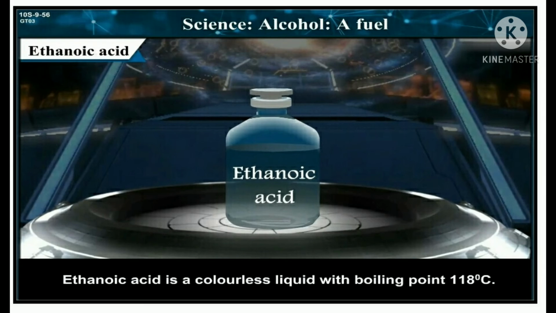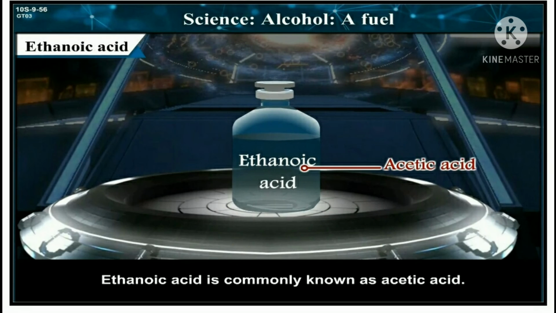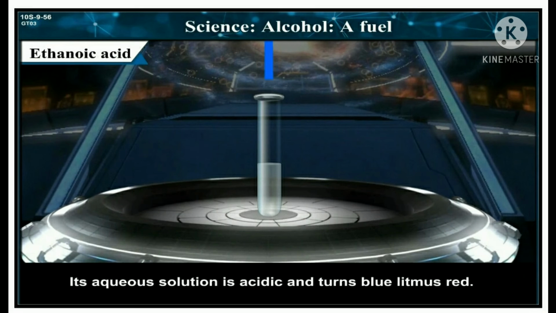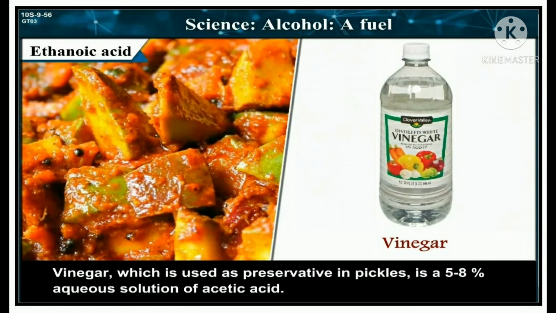Next important carbon compound is ethanoic acid. Ethanoic acid is a colorless liquid with a boiling point of 118 degrees. Ethanoic acid is commonly known as acetic acid. Its aqueous solution is acidic and turns blue litmus red. Vinegar, which is used as a preservative in pickles, is a 5 to 8% aqueous solution of acetic acid.